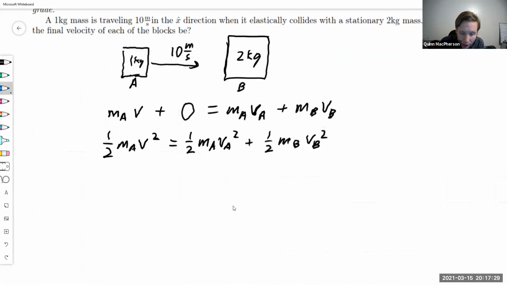That's two equations, two unknowns. I can cancel my 1/2s. My two unknowns left are VA and VB. So two equations, two unknowns. Everything after here is math. So let's solve for, which one should we solve for first? Let's solve for VB first. We'll solve the top one for VA and plug that into the energy equation.